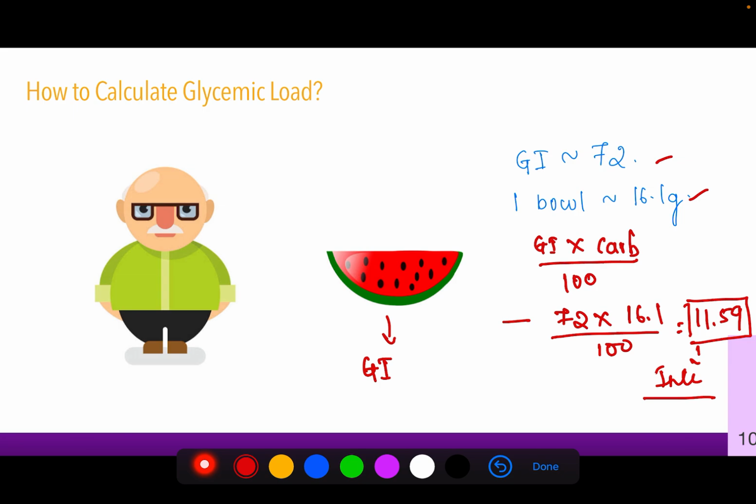So you can tell the patient, rather than taking one bowl, the patient can shift to 3/4 bowl. Right? It's not like the patient has to completely avoid it. You can actually tell the patient the quantity of how much he can take.